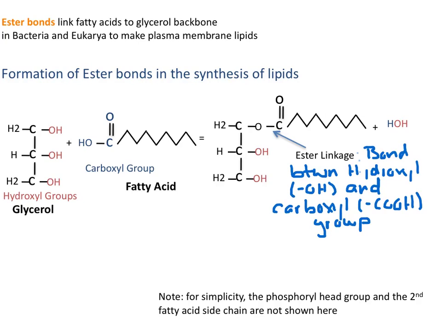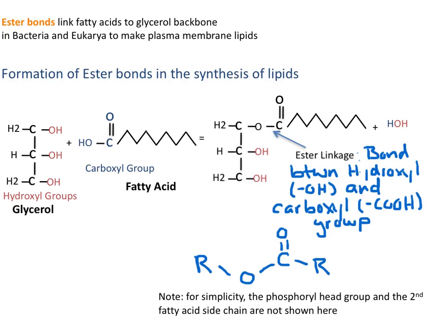And it takes the general form that looks like this. So here you have a carbon double bonded to an oxygen, and then you have an R group single bond to an oxygen, and then another R group. So you can see how this general structure corresponds to the structure that you get when you link a fatty acid with the glycerol.